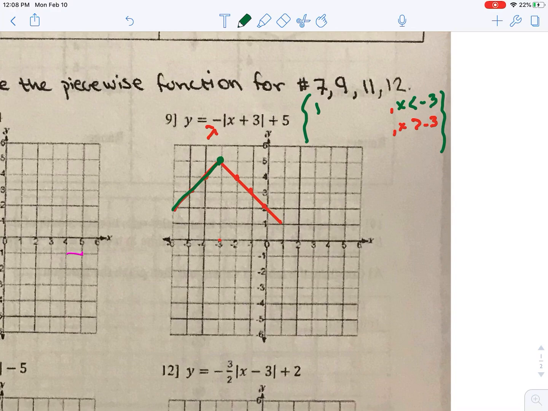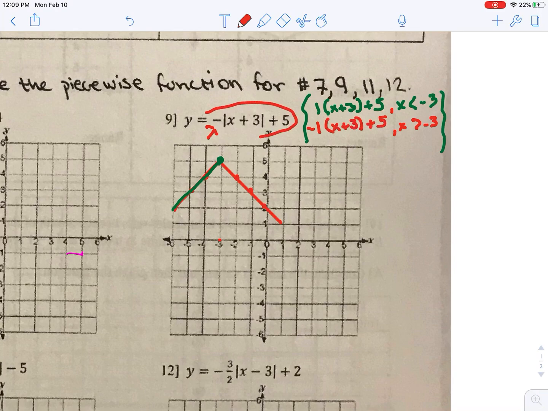Then I use this portion for my point. So I'm going to go x plus 3 plus 5. That's what I'm doing for the green part. Then for the red part, I'm doing the same thing, but with a slope of -1.